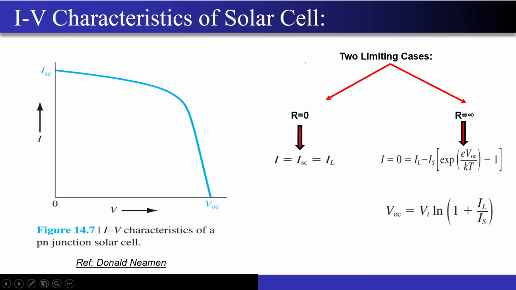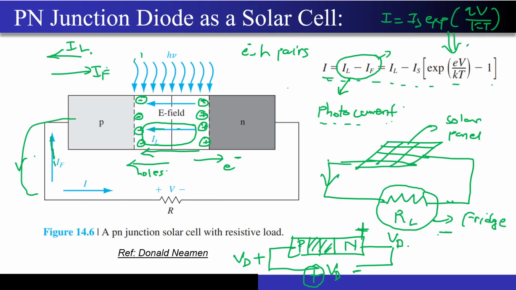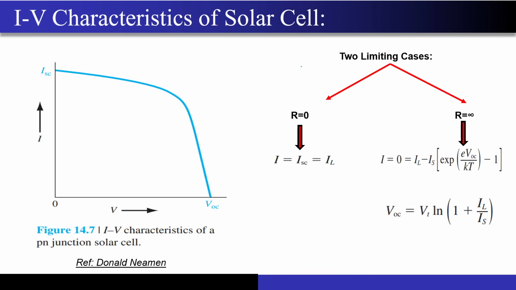So now if you look at the IV characteristics, this is I, and you have a V over here, correct? So now if you try to plot the IV characteristics of this solar cell, you will be getting a curve which will look something like this. This is what you will be getting over here, right? So now there are two particular cases that are of interest to us.